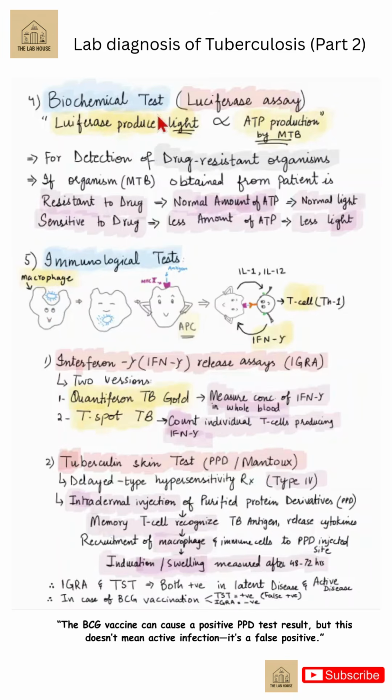Next, we have biochemical test. This is Luciferase assay. Luciferase is an enzyme that produces light, and this light is directly proportional to the ATP production by the bacteria. This test is used for the detection of drug-resistant MTB.